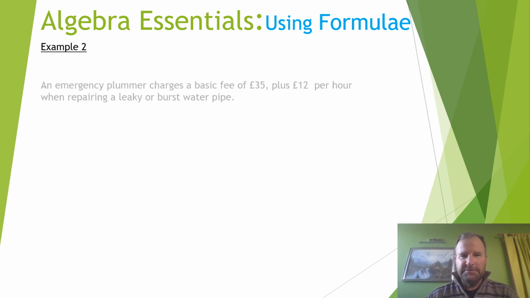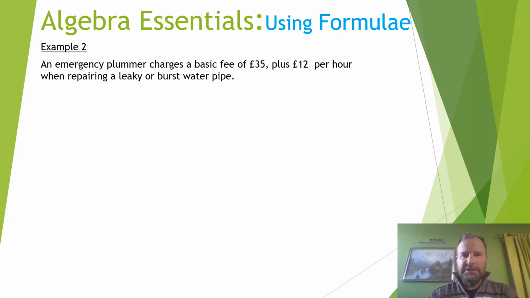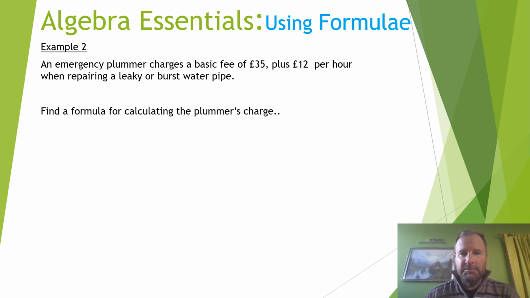Here's example 2. Using formulae, an emergency plumber charges a basic fee of £35 plus £12 per hour when repairing a leaky or burst water pipe. Find a formula for calculating the plumber's charge.